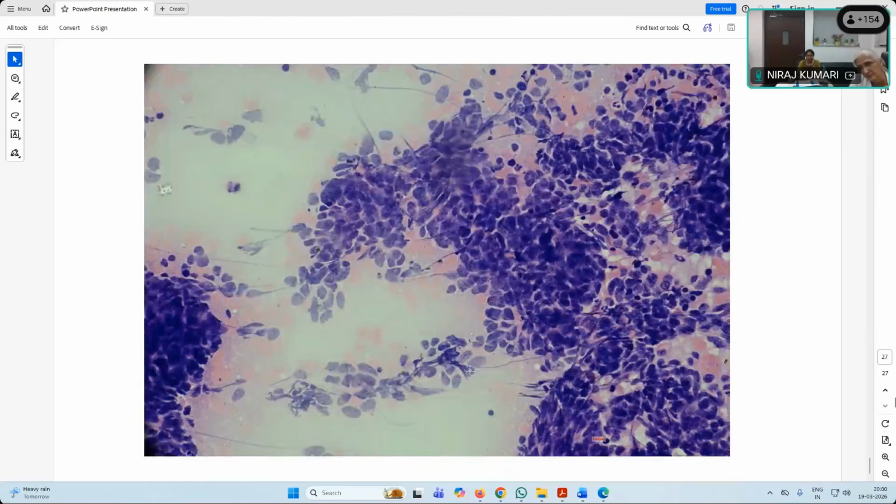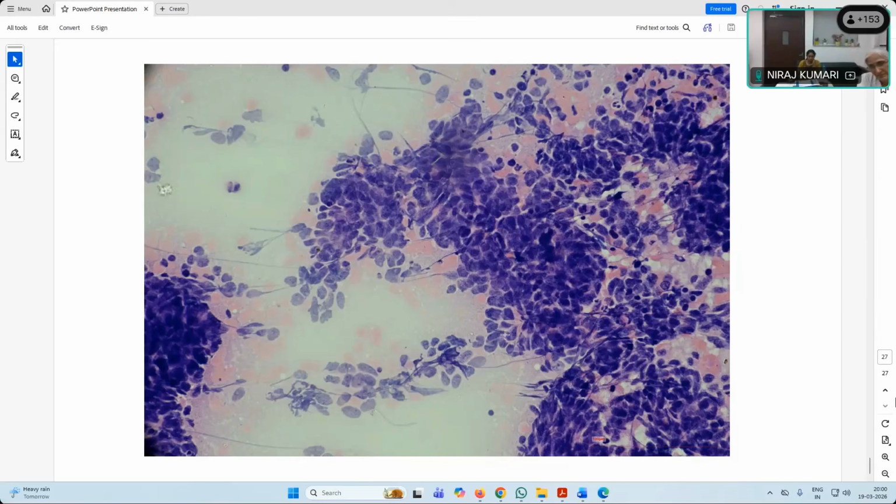So any differentials apart from small cell? Merkel cell carcinoma. Merkel cell carcinomas usually have some cytoplasm. They are more monomorphic, very round cells. Here what do you see? Angulation, molding, and different shapes of these cells, overlapping. Merkel cell doesn't show this kind of morphology. It is more monotonous, a monomorphic kind of population. There will be some cytoplasm in Merkel cell.